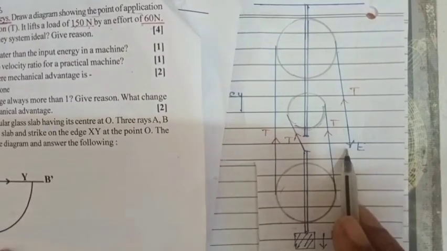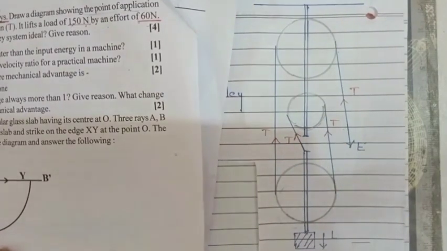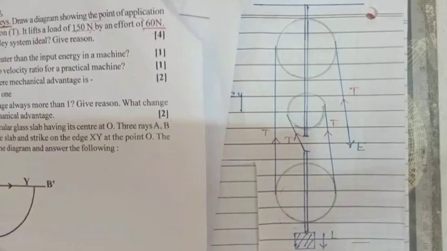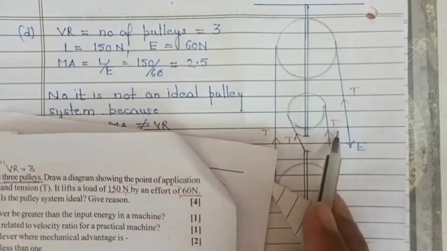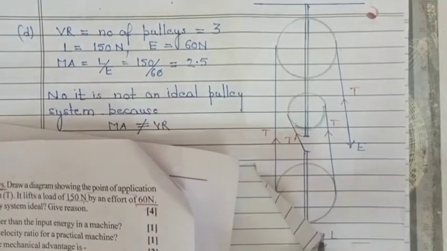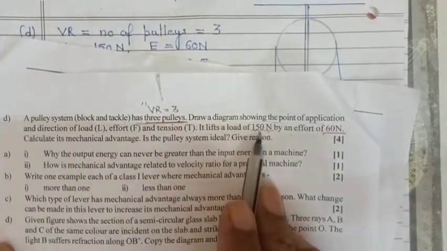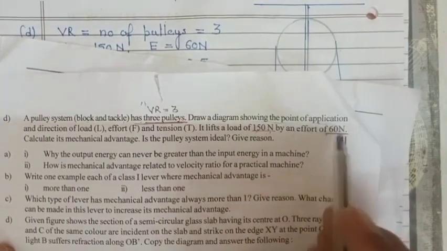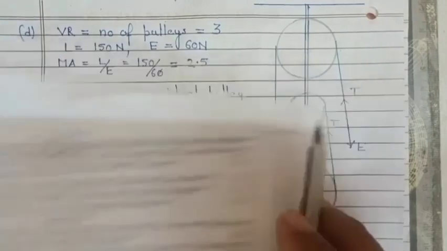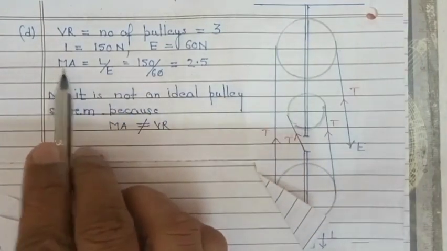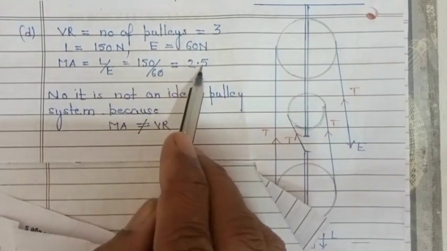Here you will apply the effort, and this will be the tension in the segments of the pulley. Now the direction of tension will be upward, effort in the downward direction, load in the downward direction. Now they say that you have to lift a load of 150. So load and effort both are given to us, so we can find mechanical advantage, load upon effort. So we will get mechanical advantage 2.5.